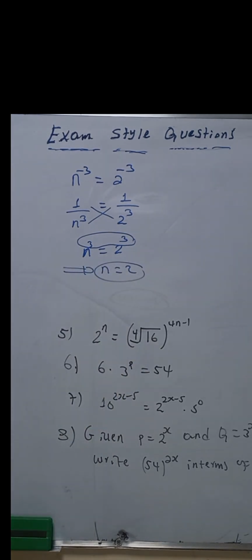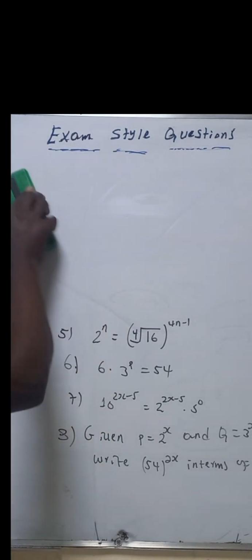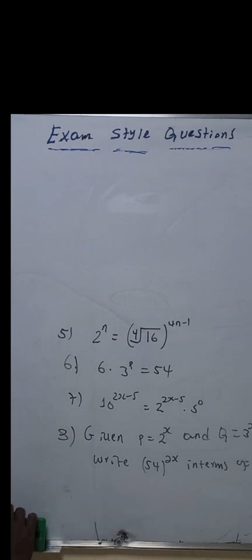This means that in this kind of problem, if two exponential expressions have the same base, you can equalize their exponents. If two exponential expressions have the same exponent, you can equalize their bases. So n will be 2. If n is 2, the two algebraic expressions on the left and on the right will be the same. Is that? So this is how we solve.